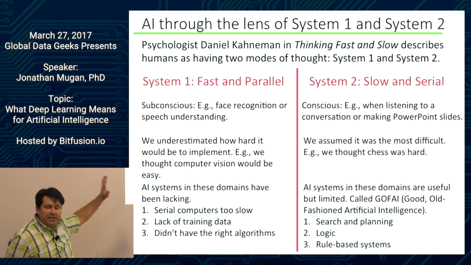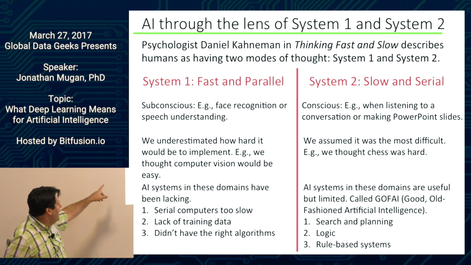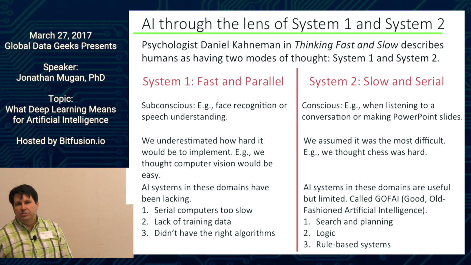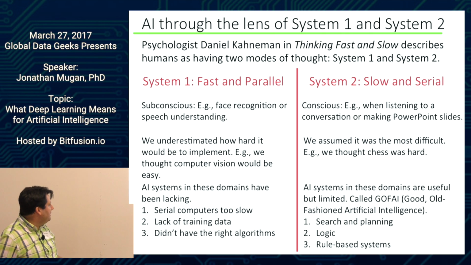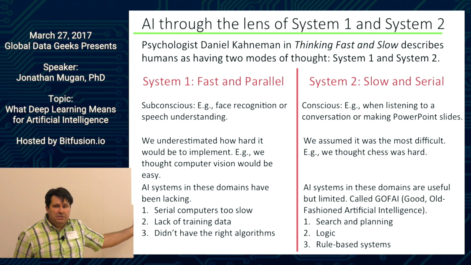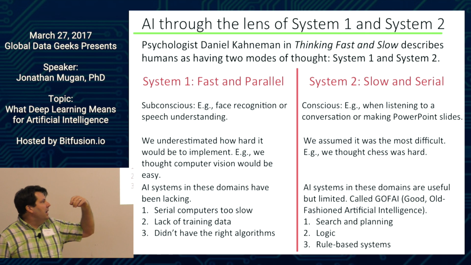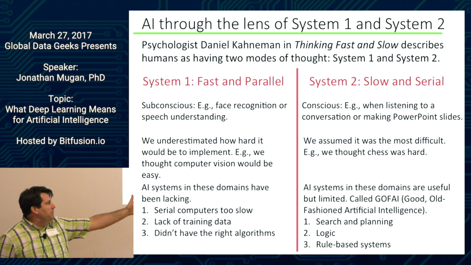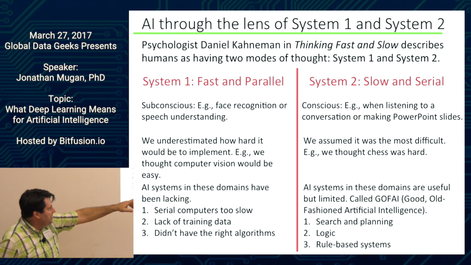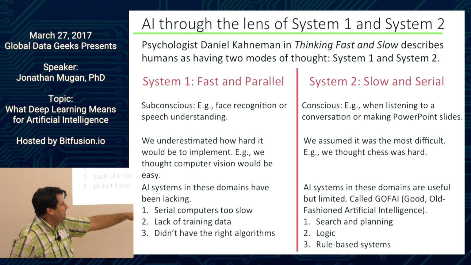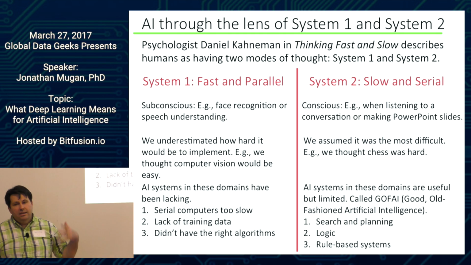AI systems, up till a few years ago, had been lacking. Our serial computers were too slow. We had a lack of training data. We didn't have the right algorithms. And our successes were in these System 2 areas, but only because these are the only things we could do. Our successes were like playing chess and search and planning and logic.